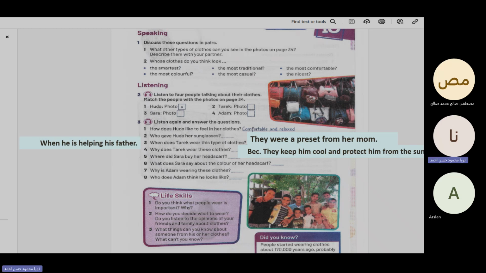So, what about number 5? So, where did Sarah buy her scarf? She bought it from the market. Excellent. What about number 6? Did she say about the color? She said it's her favorite color and she thinks it's a cool color. Let's go to number 7 and 8.